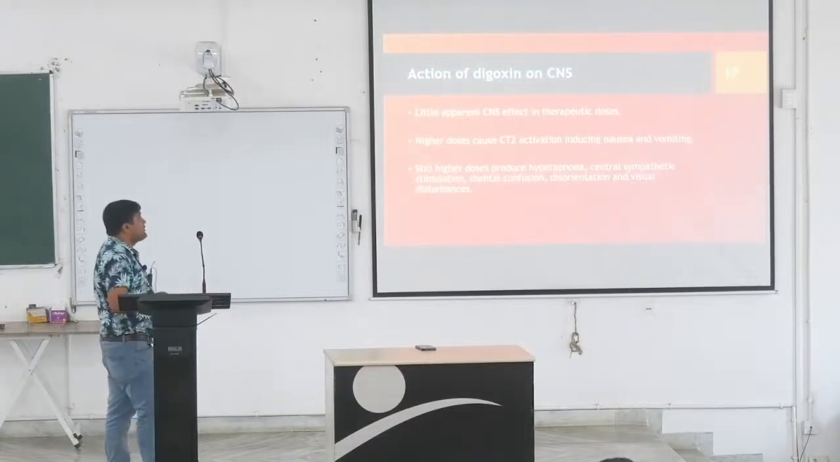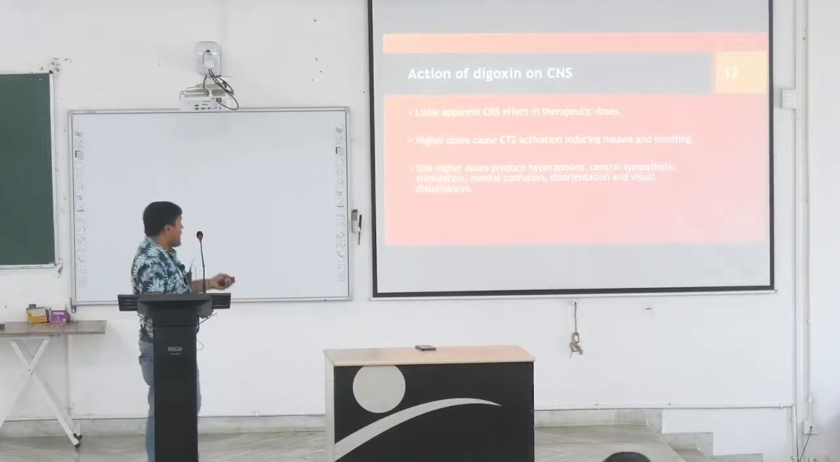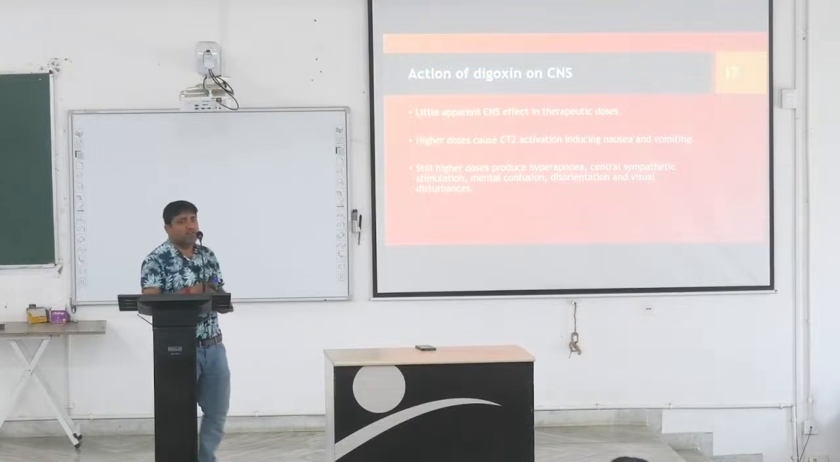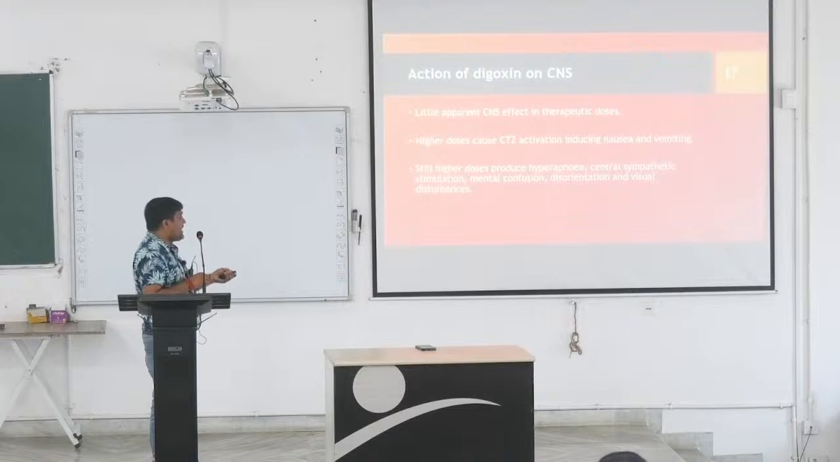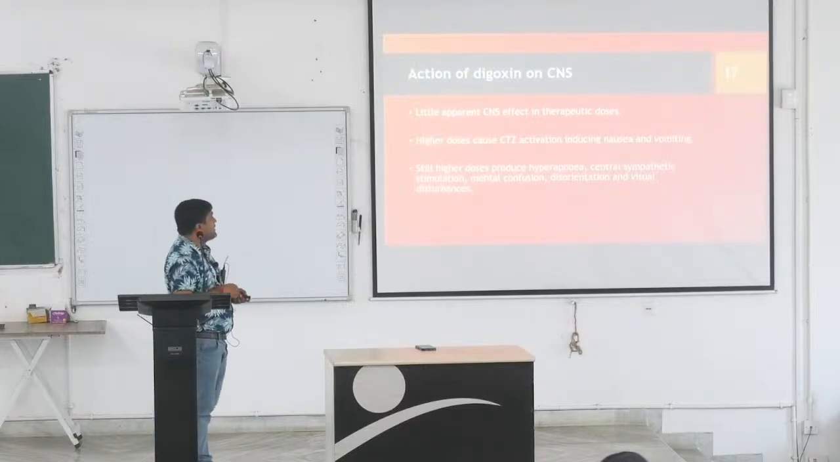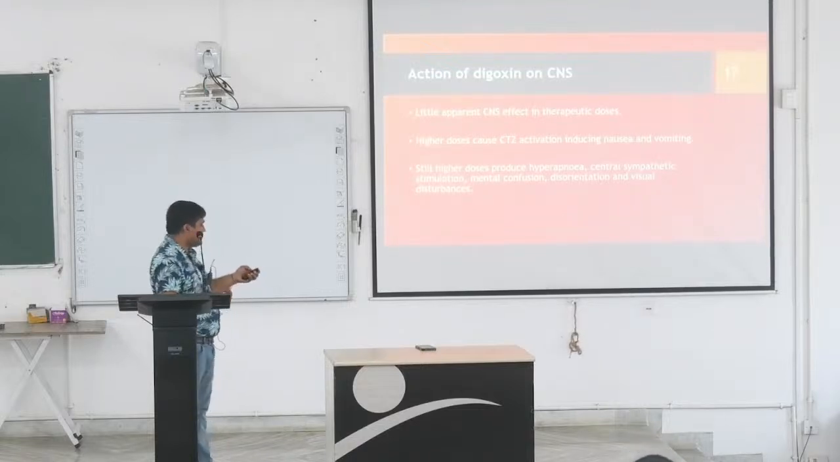Action of digoxin on the central nervous system: little effect at therapeutic dose. Higher doses cause chemoreceptor trigger zone activation, causing nausea and vomiting. Still higher doses produce hypopnea, central sympathetic stimulation, mental confusion, visual disturbance, disorientation and others.